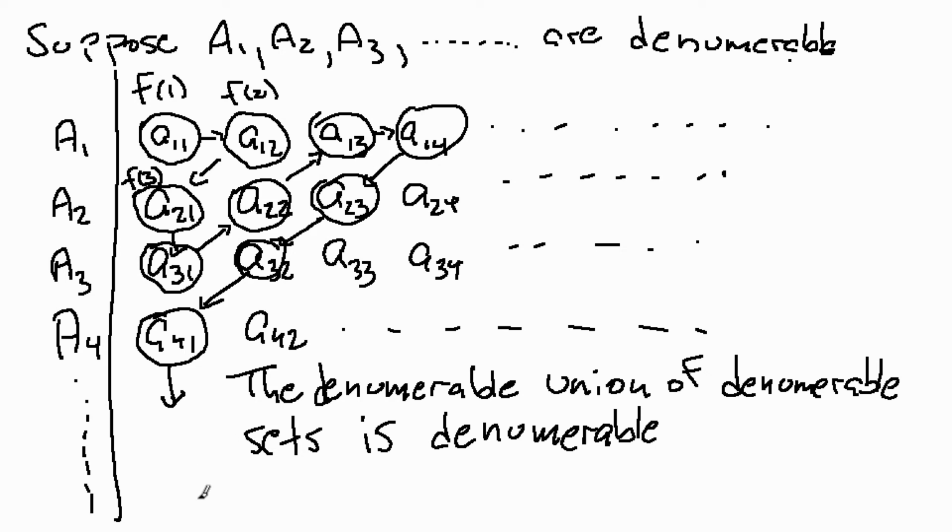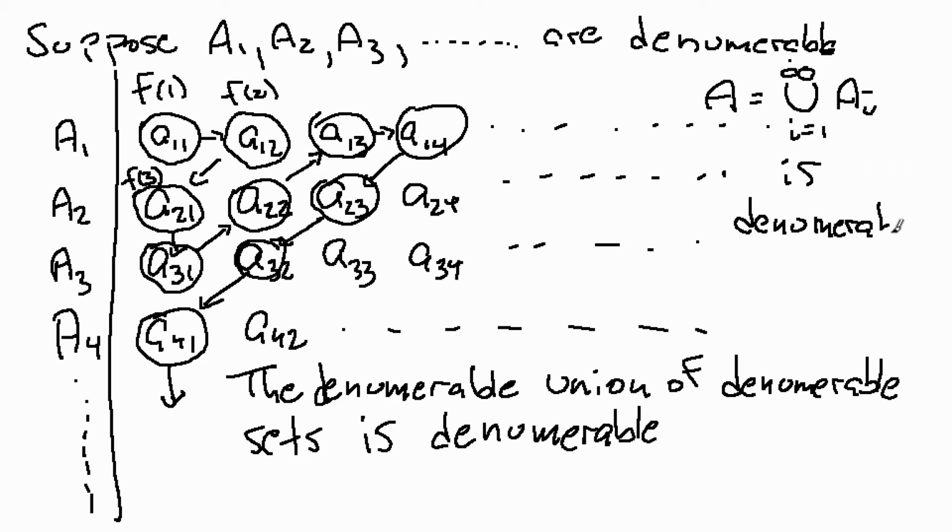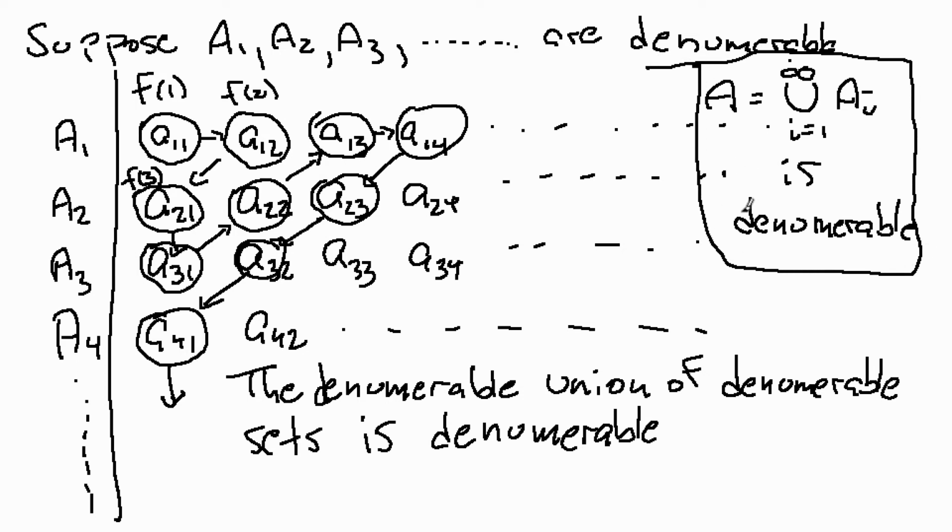Another way to say this is if A1, A2, A3 are all denumerable, then A equals the union from i goes from 1 to infinity of Ai is denumerable. That's a very theoretical result. Remember, that's assuming that each one of the individual sets is denumerable.